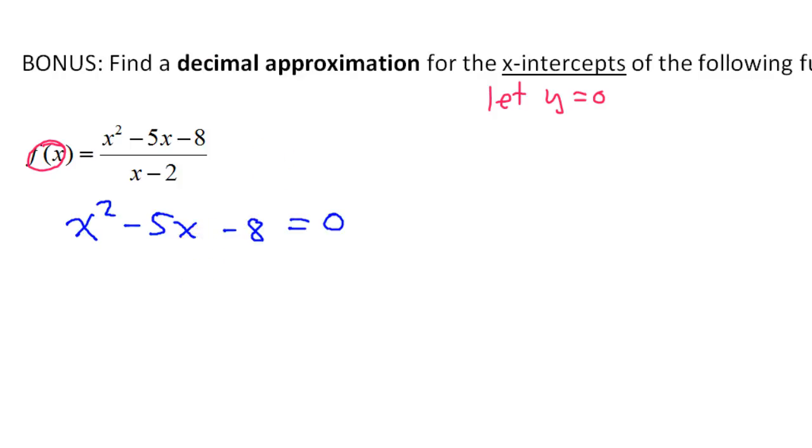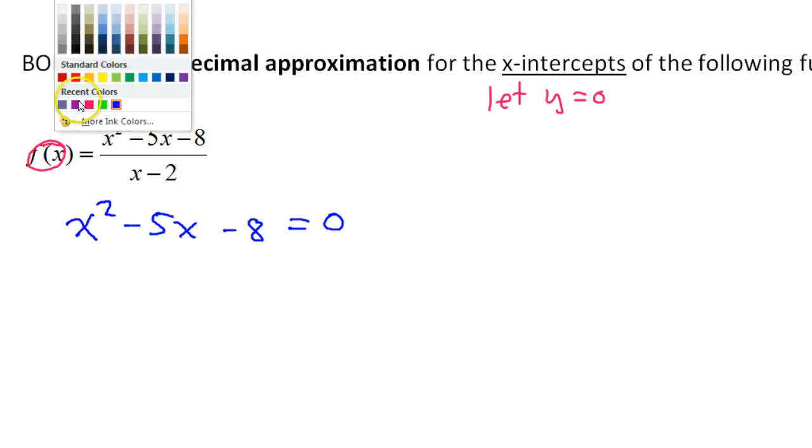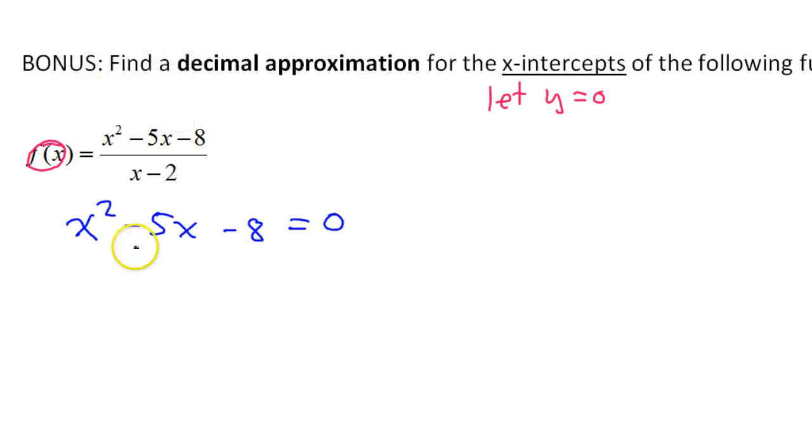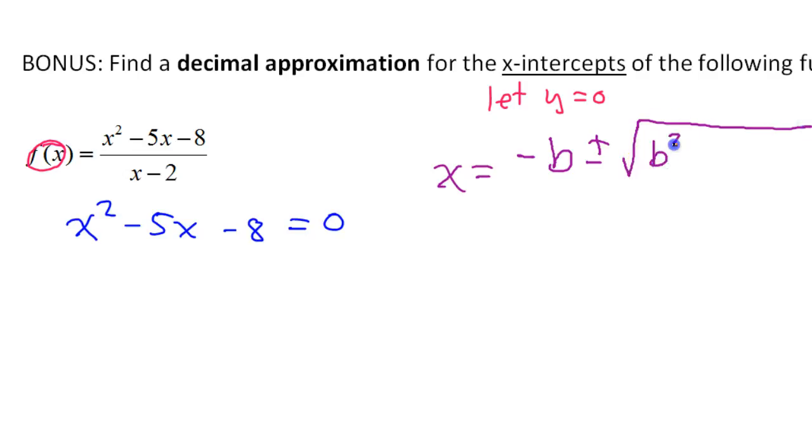The quadratic formula is like this. Given something like this, x will equal the opposite of b plus or minus the square root of b squared minus 4ac, all over 2a.